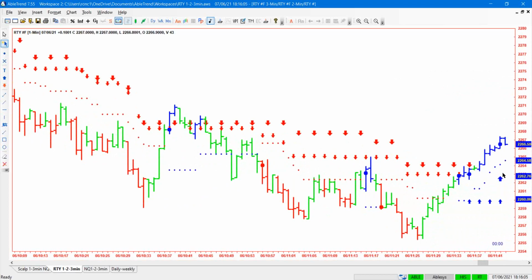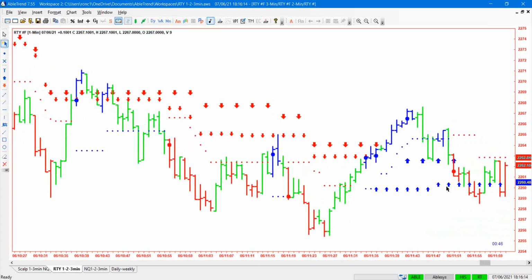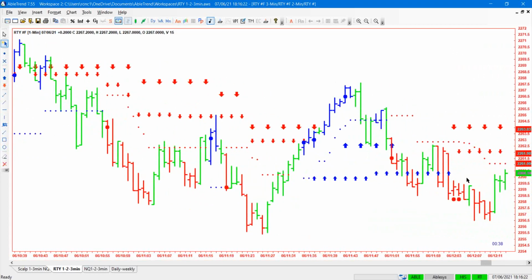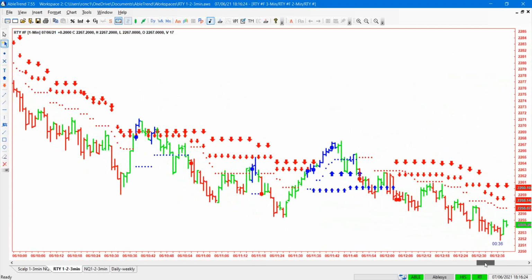Buy signal here. Oh, there's the triple confirmation. There's the big arrow. 3 minute, 1 minute, 2 minute. Everything is blue. We lost on that trade, 3 points. Okay, we were up 15 points going into it, but we lost 3 on that one. So I just want to show you, there's no perfect system.